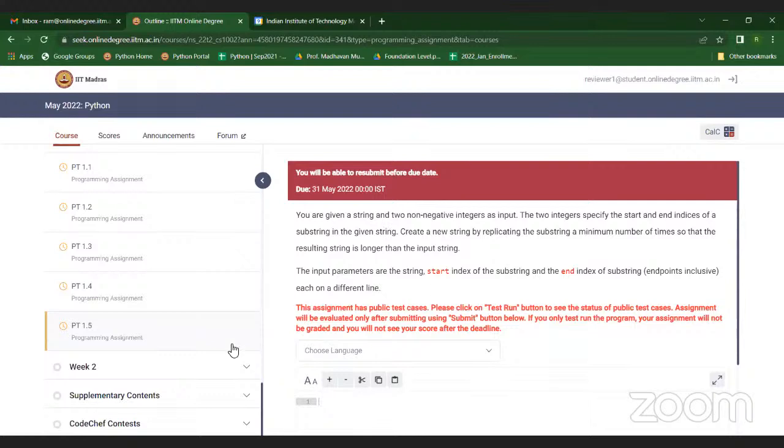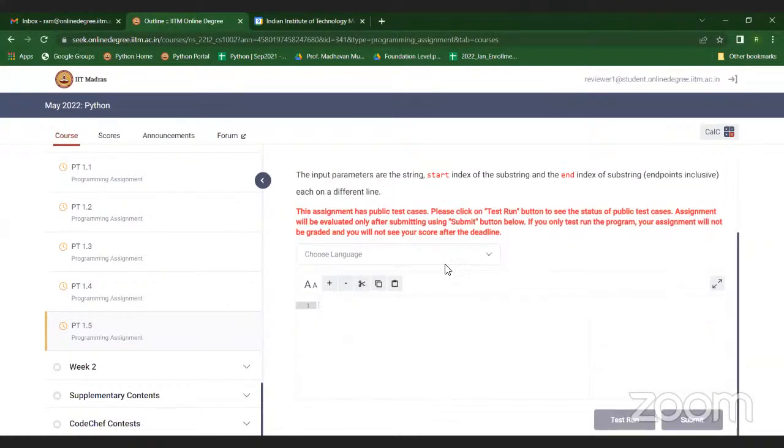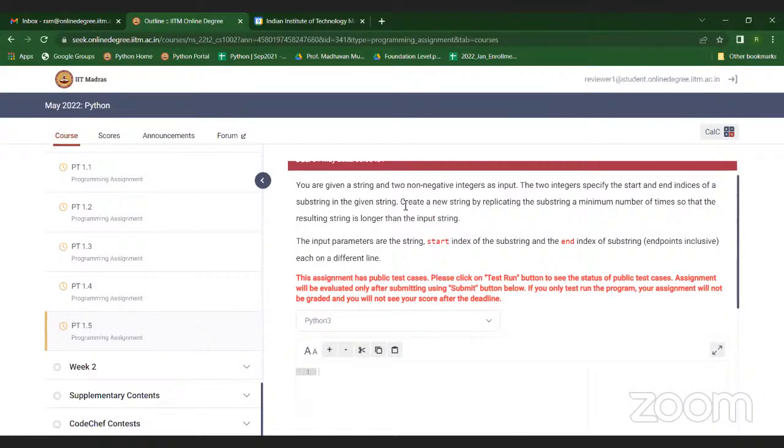It is not exactly A to B, but it's kind of like A to B plus 1. Yes, sir, I got it. So you should be creating a new string, replicating the substring a minimum number of times so that the resultant string is longer than the input string. Did you get the last part? Yes, I got it.